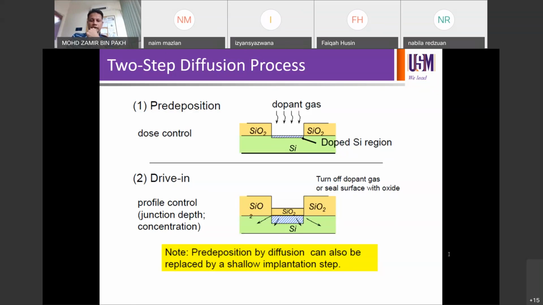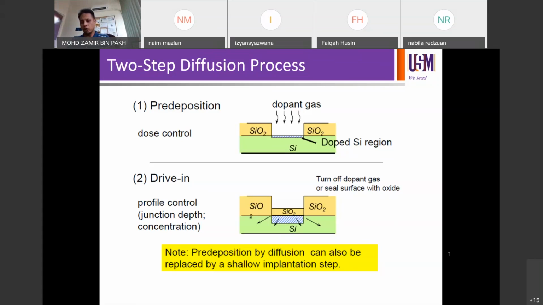Does it use infinite source as well? I'm trying to relate these two process steps, pre-dep and drive-in, with the constant source and the limited source diffusion process. So that's two types of diffusion process, and usually it relies on a two-step diffusion process.